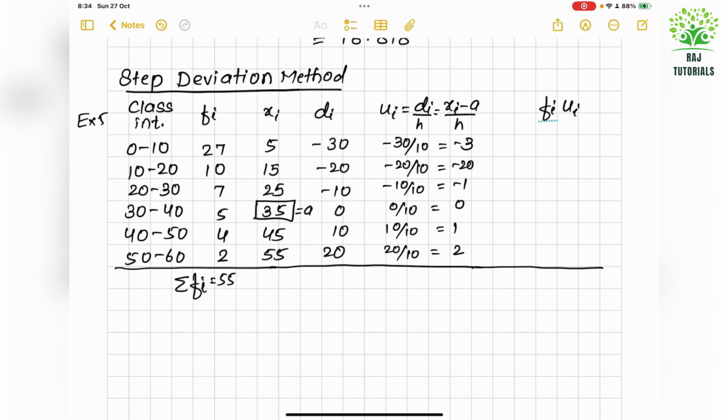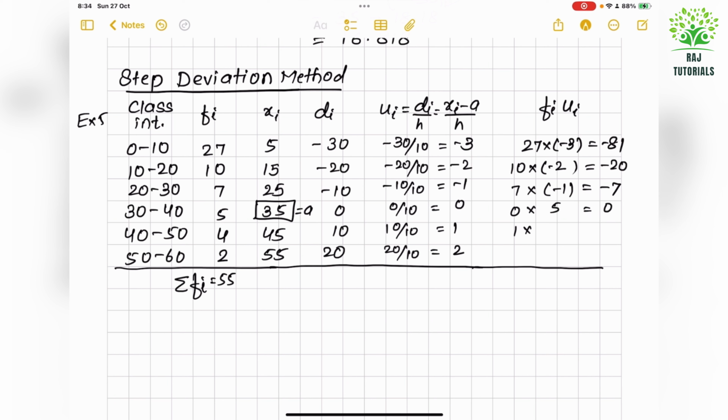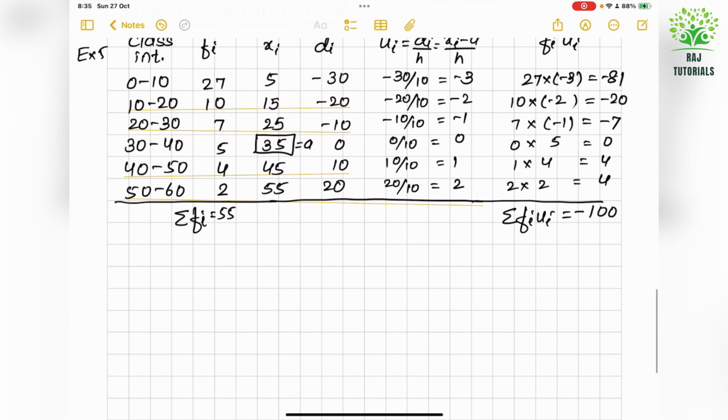Now I have to do fi ui. So fi 27 into minus 3, if I do, I will get minus 81. Same way 10 into minus 2, since minus 20 upon 10 was minus 2. So here I will get minus 20, and then 7 into minus 1, so that will be minus 7, then 0 into 5, so that will be 0, 1 into 4, so that will be 4, 2 into 2, so that also will be 4. So now sigma fi ui will be equal to minus 100. See here, this method will be the easiest. You have to do more calculation, but at the end your answer will be very short. So it makes your answer smaller and easier to calculate.